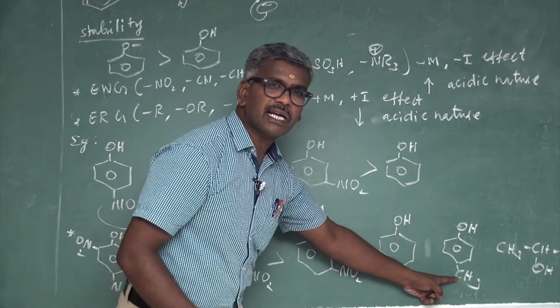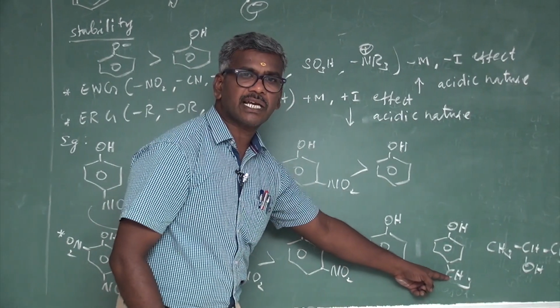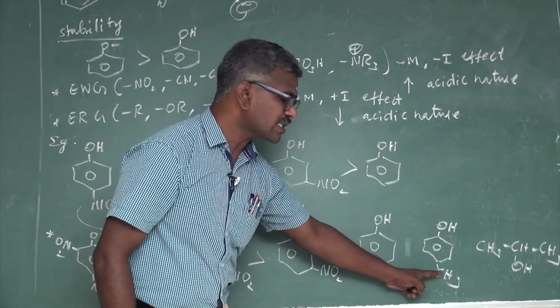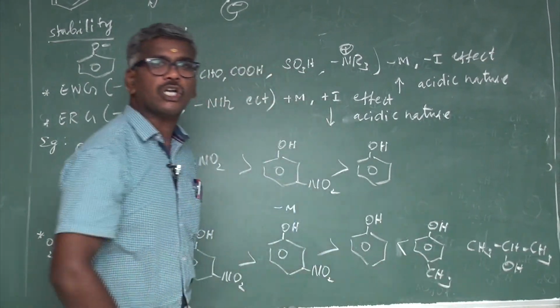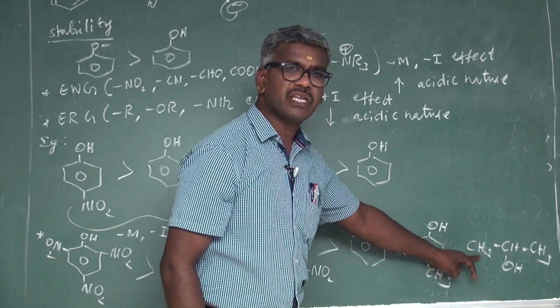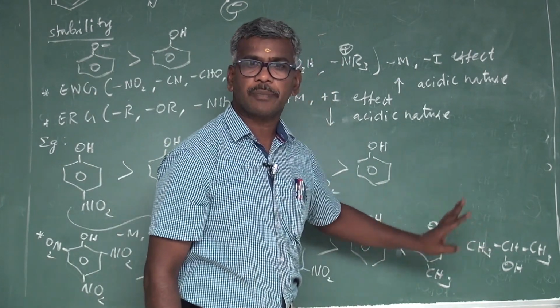This group is an electron releasing group, which donates electron density to the benzene nucleus, so this one is very less acidic. This one is an aliphatic alcohol. Aliphatic alcohol is the least acidic compared to aromatic alcohol.